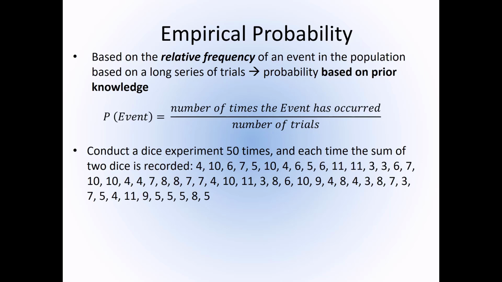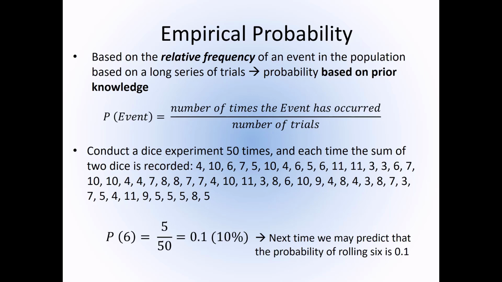It's a bit messy, but what we know based on the dice is that the numbers are going to be somewhere between 2 and 12 based on the numbers that are on each individual die. And let's say that we're interested in the probability of rolling a 6, whether that is a combination of 1 and 5, 3 and 3, or 4 and 2. And based on our data, what we find is that 5 out of the 50 dice rolls, we end up with a 6. And so 10% of the time we get a 6. And so for empirical probability, we might indicate that the probability of rolling another 6 is 10%.